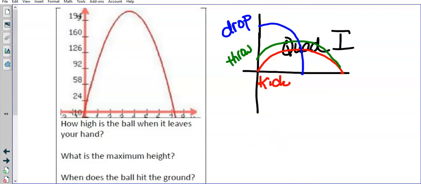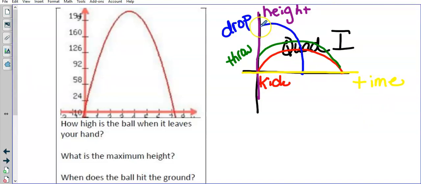The y-axis, get a different color here. The y-axis is usually the height, almost always. That's going to be the height that the ball was thrown, or the ball was kicked, or something was dropped. So that's actually going to be the y-intercept also. So, like the plus c part at the end of a quadratic formula equation, that's the height. And then the x-axis right here is almost always the time.